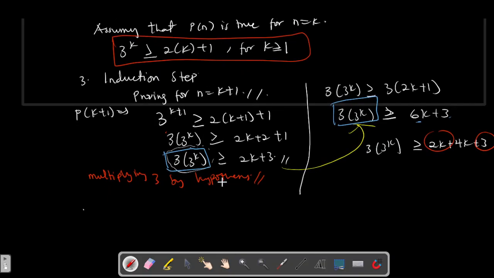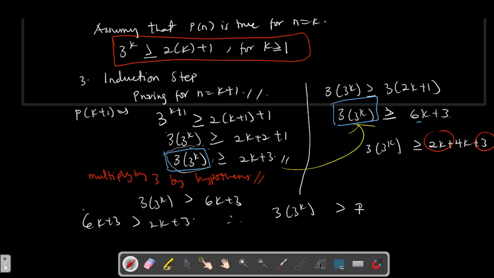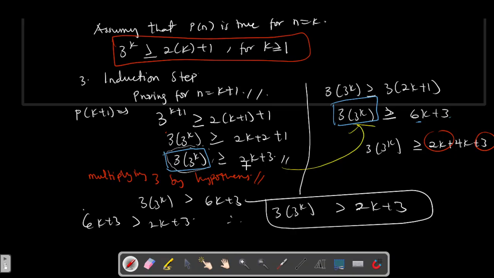So this is what I'm trying to say. From the assumption, 3 multiplying 3 to the power k is greater than 6k plus 3, and you know that 6k plus 3 is also greater than 2k plus 3. Then we can say by the transitivity law that 3 multiplying 3 to the power k is also greater than 2k plus 3. As simple as that. Hence, our statement has been proved for all natural numbers greater than or equal to 1.